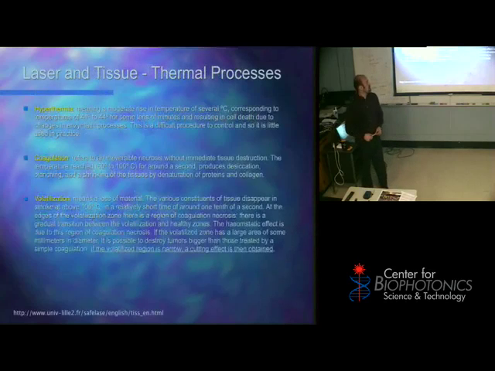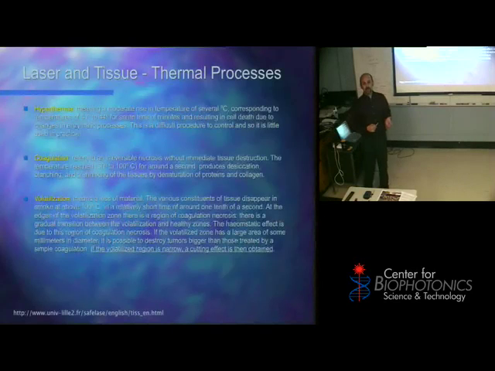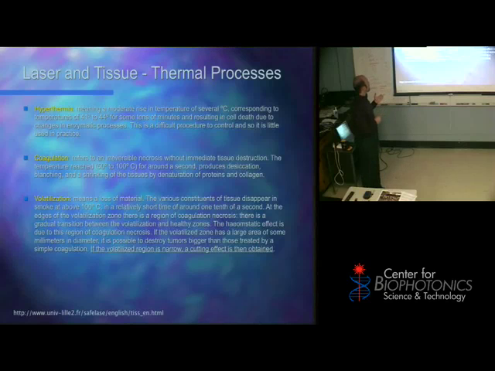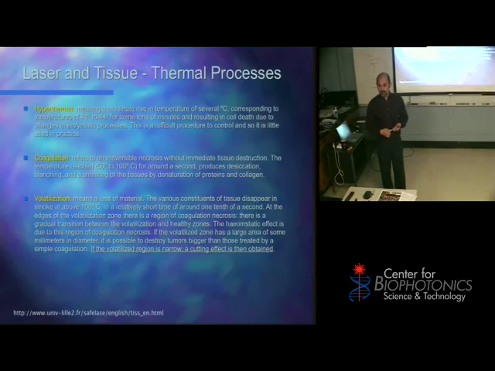So, thermal processes. There's three main thermal processes. One is called hyperthermia. What do you guys think hyperthermia would mean? Yes. Excessive heat. So, if I keep living tissue, cells, at 41 to 44 degrees centigrade for 10 minutes or more, I will get some cell death because I'm effectively shutting down some of the enzymatic processes that keep the cell alive.